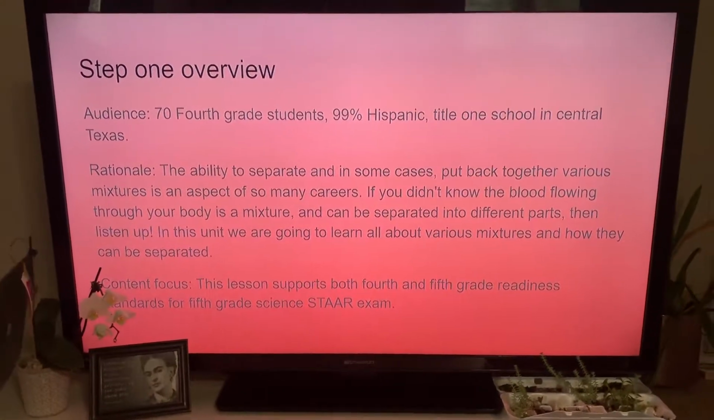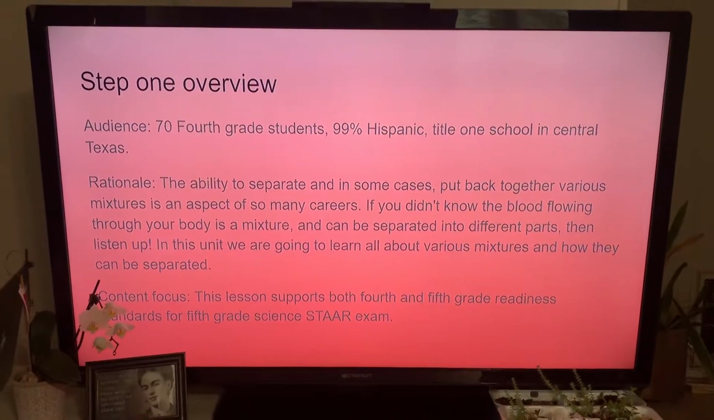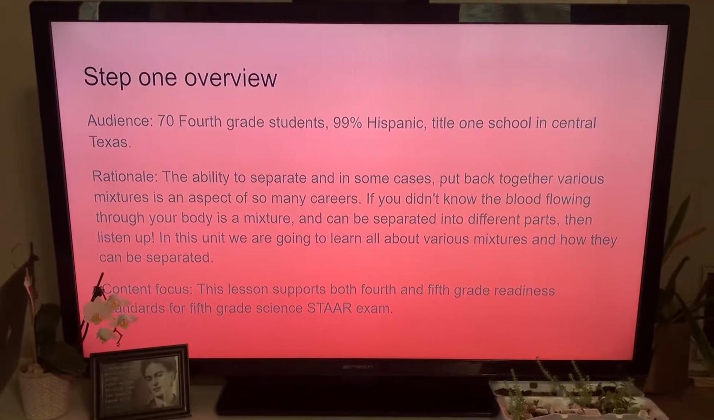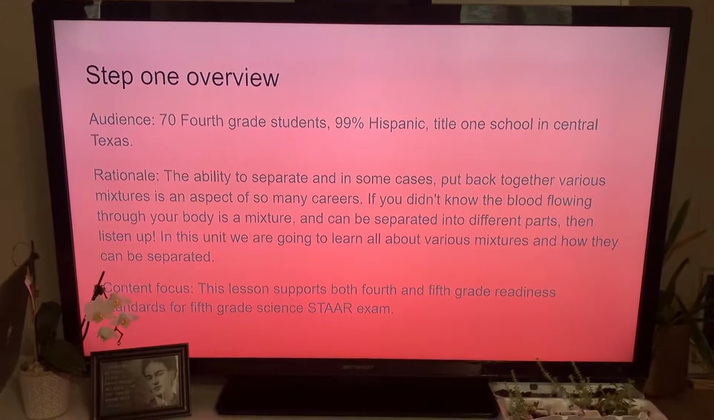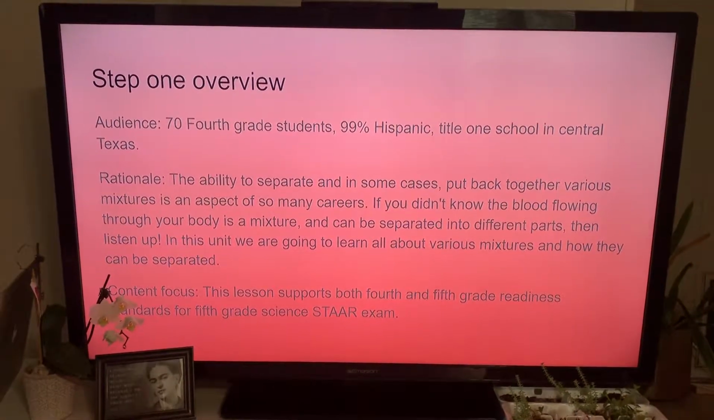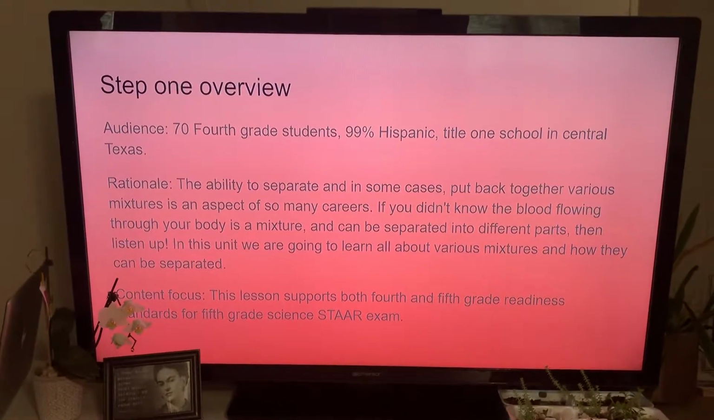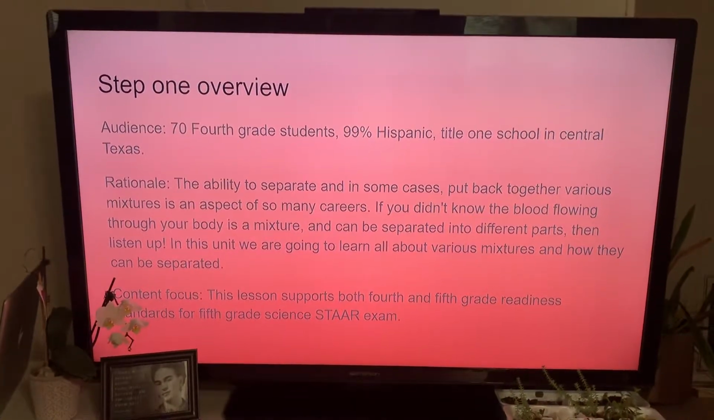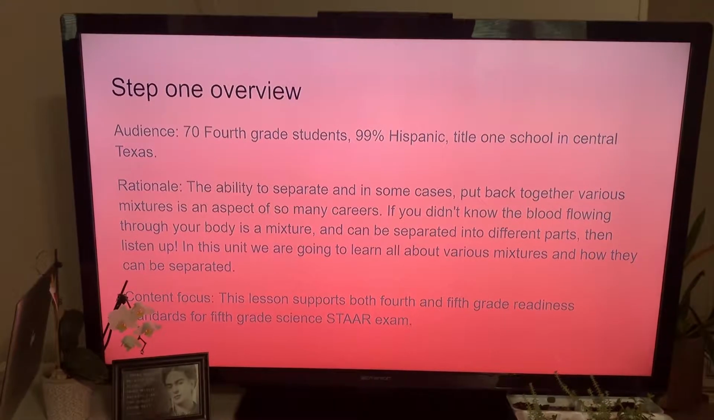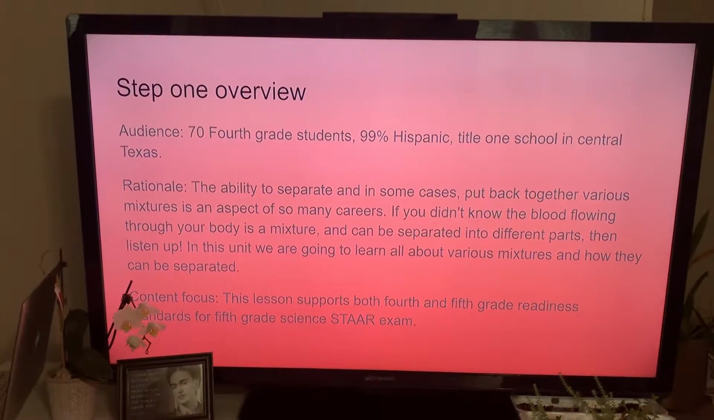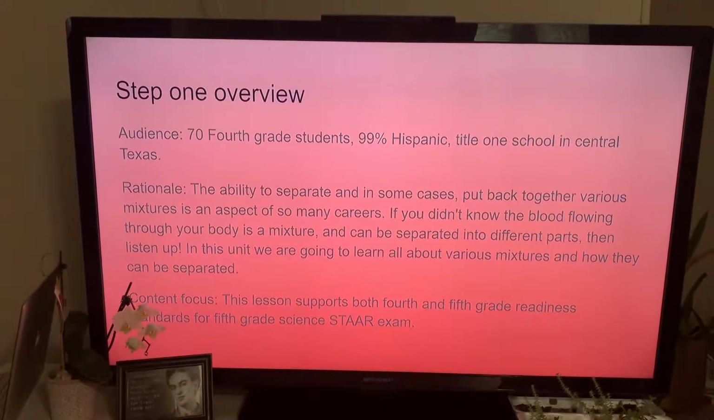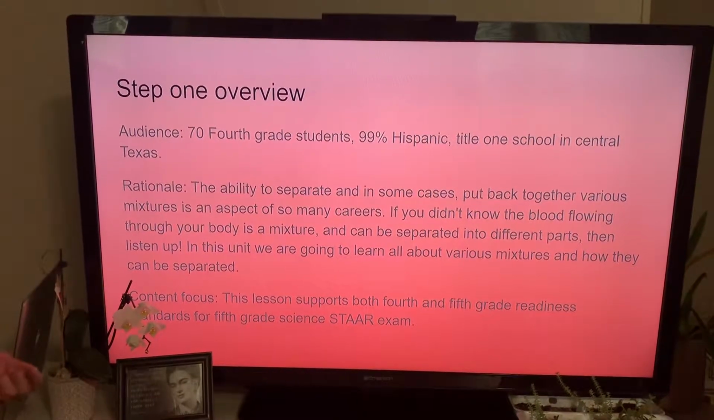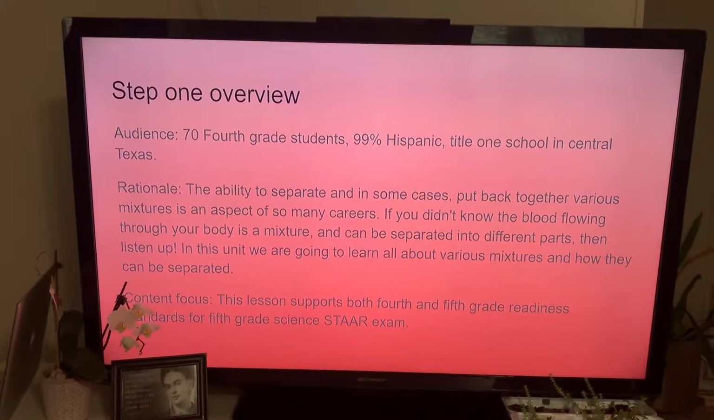The rationale for this lesson is that the ability to separate and in some cases put back together various mixtures is an aspect of so many careers. And when students can tie their learning to an actual career, they have a little bit more care in learning it. We tie in a little bit about blood, and if you didn't know the blood flowing through your body is a mixture, and it can be separated into different parts, then listen up, because in this unit, we are going to learn all about those various mixtures and how they can be separated.